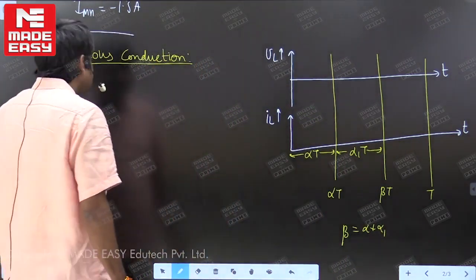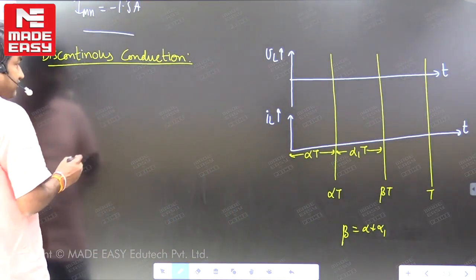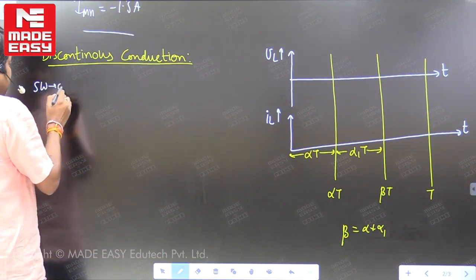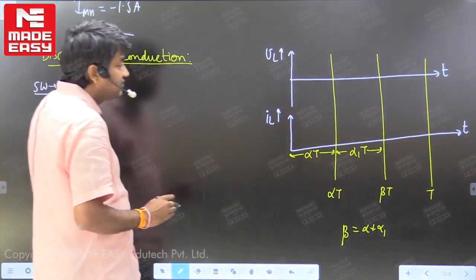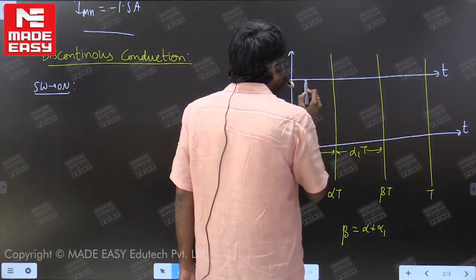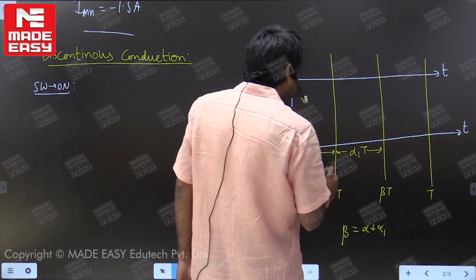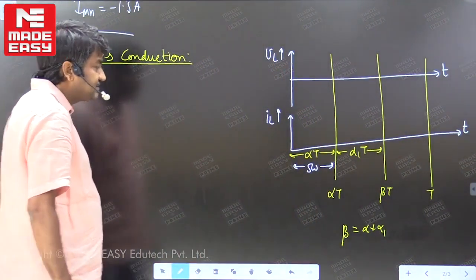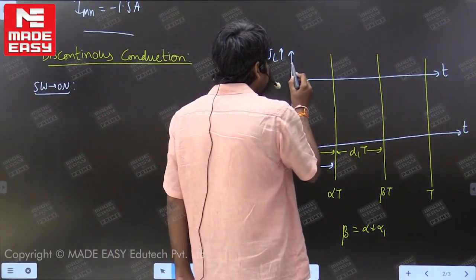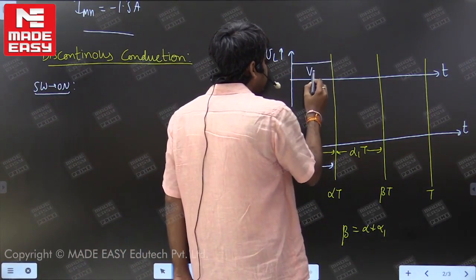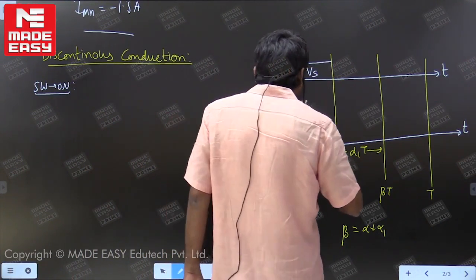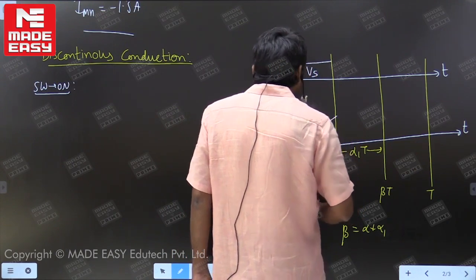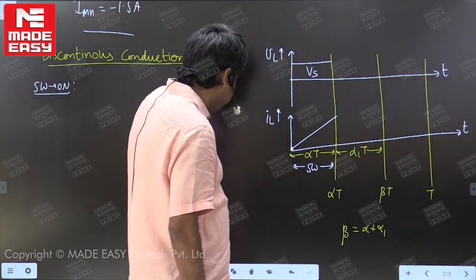Now in the boost converter, let me draw the circuit diagram also. First mode, the switch is in the on state. So during the interval 0 to t on, in the first mode, the switch is in the on state. When the switch is in the on state, voltage across the inductor is the same as the supply voltage. Go through the circuit diagram. The inductor stores energy and the current will increase linearly starting from 0. Because it is discontinuous, I minima is 0 here.